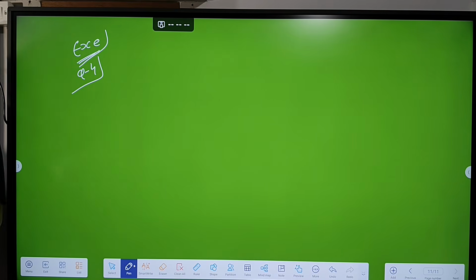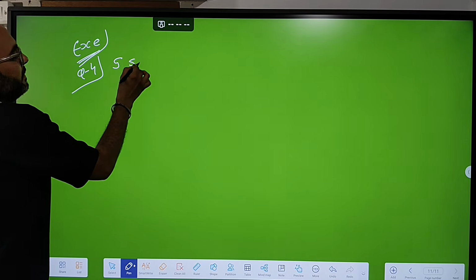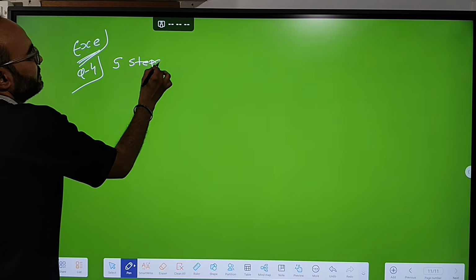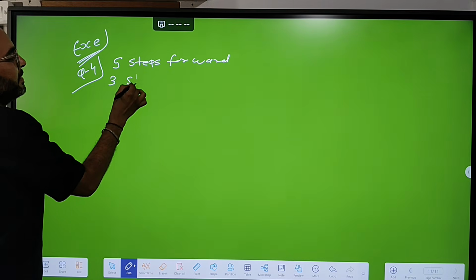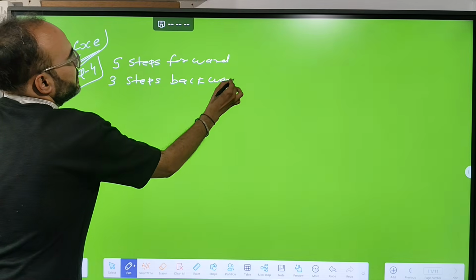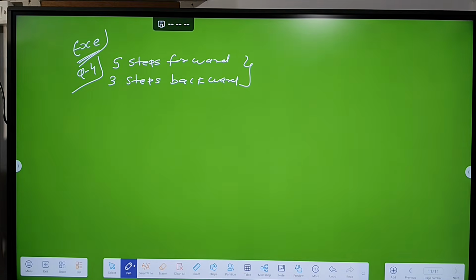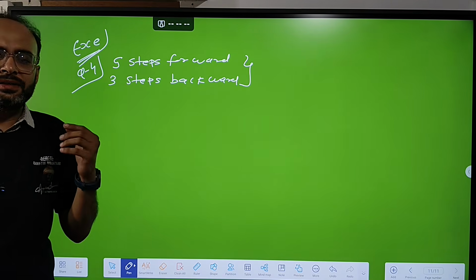Okay, what is the question? It is a drunkard question. Given is a drunkard walking in a narrow lane who takes 5 steps forward and 3 steps backward, and follows this process continuously.